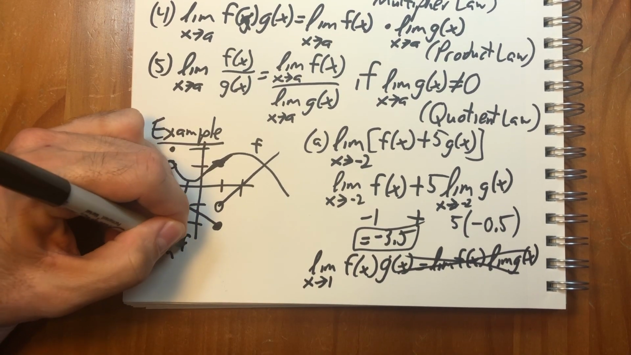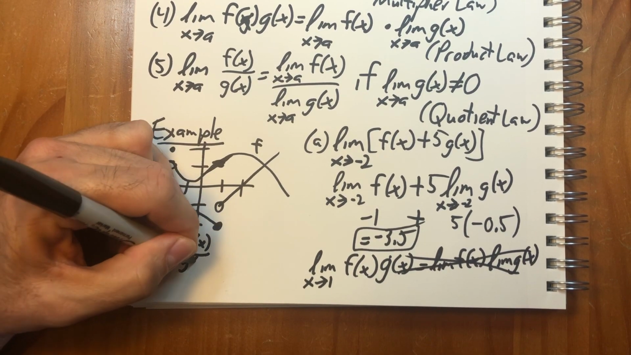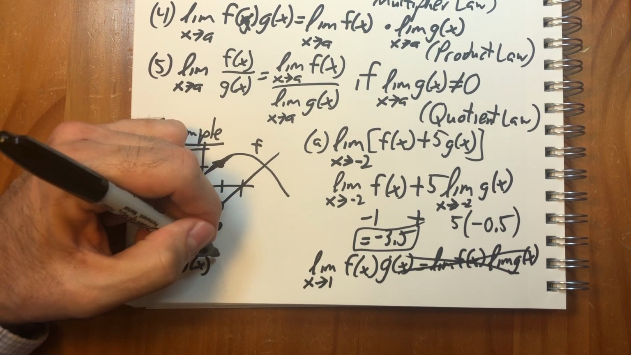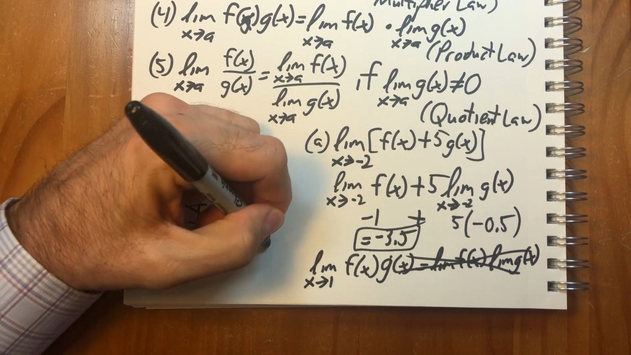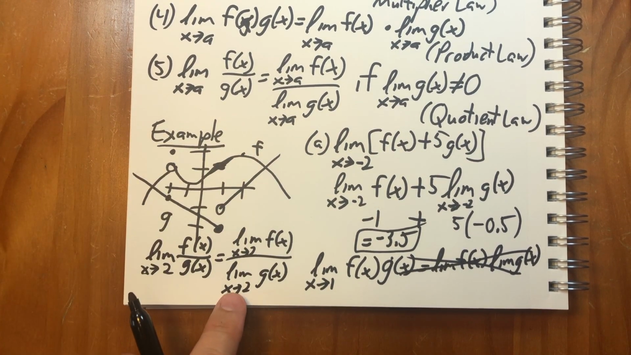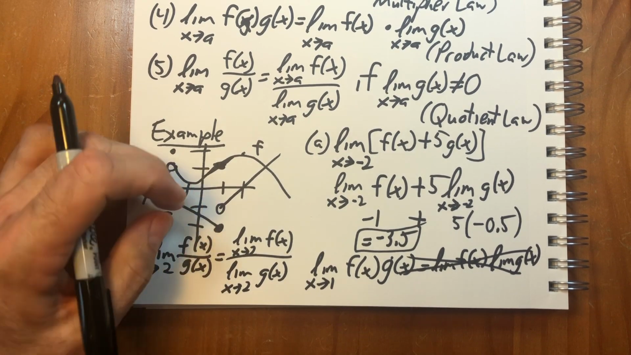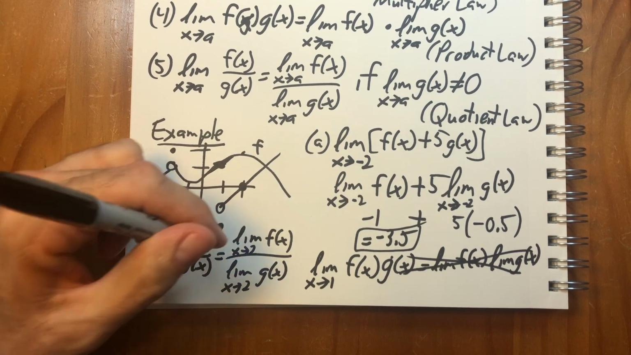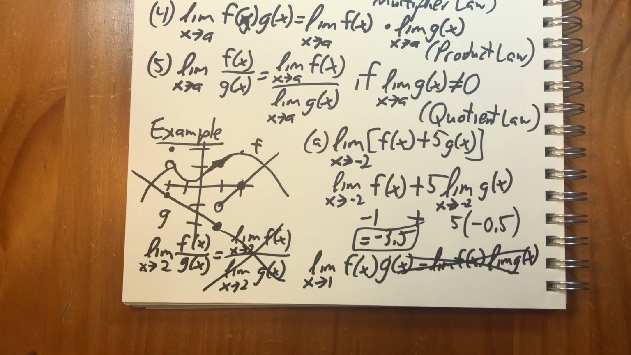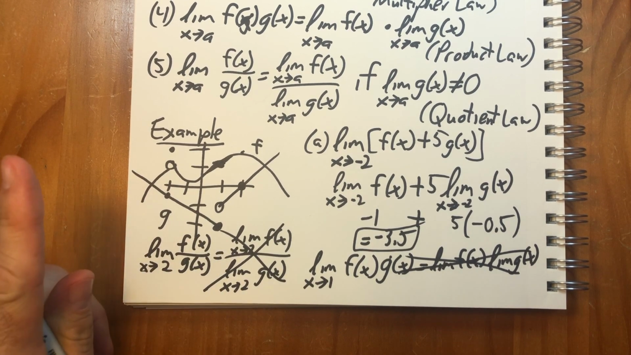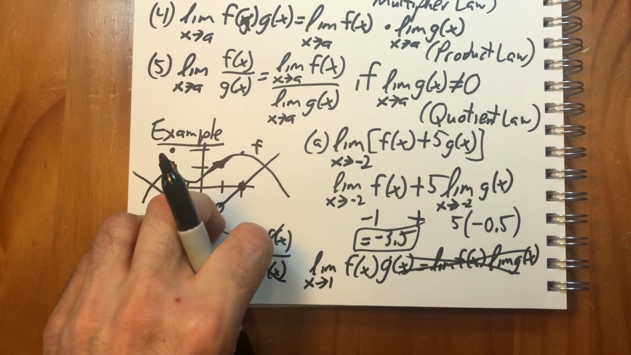And then let's look at one more. What about the limit of f of x over g of x as x approaches 2? Of course, we want to use the quotient rule. But the limit of g as x approaches 2 is 0. That means that we cannot use the quotient rule here, so this one also we can't do. It doesn't necessarily mean that this limit doesn't exist. Maybe it does, but we can't use the quotient rule to figure it out.